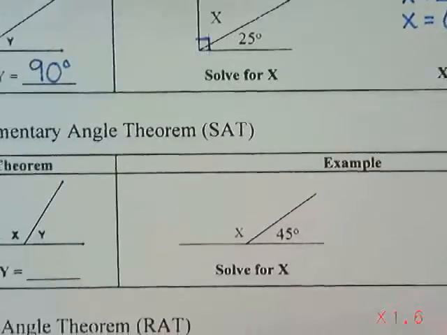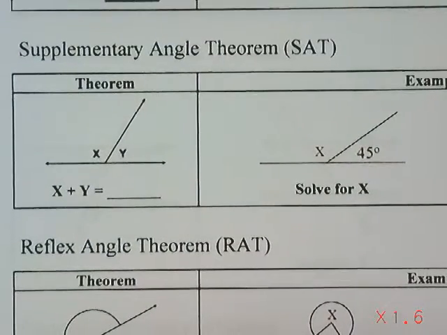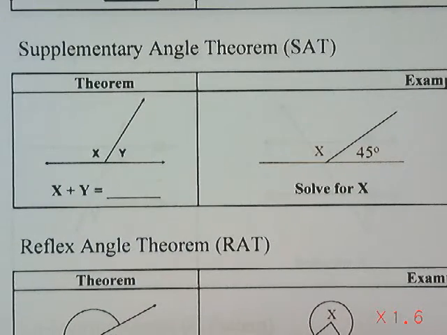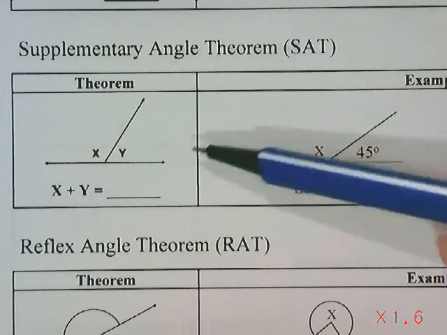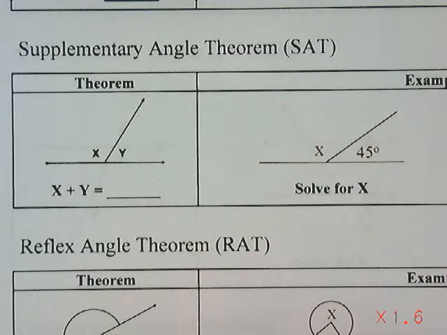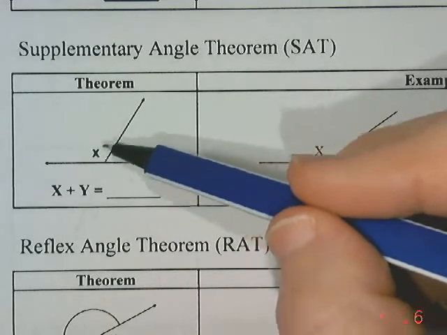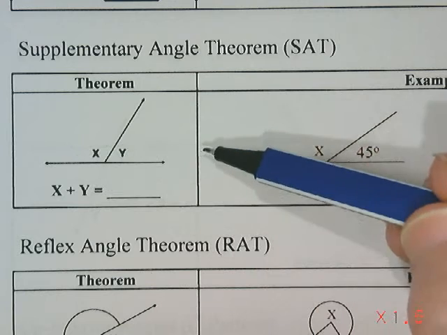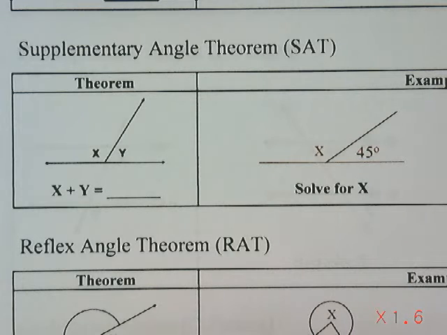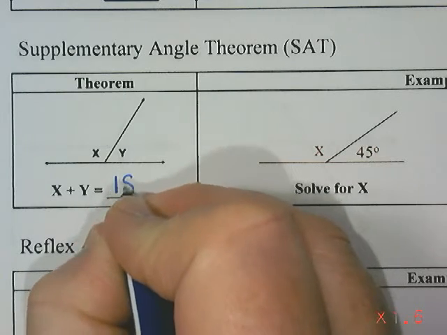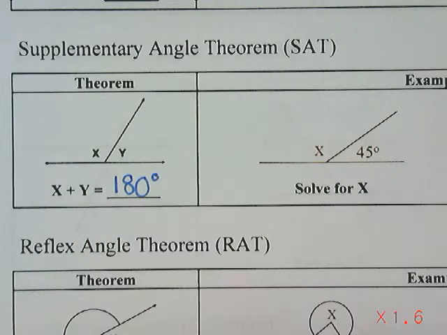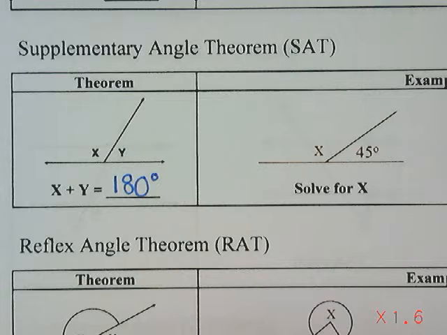All right, up next, we have the supplementary angle theorem. Supplementary angles are two angles that together make a perfectly straight line, or a straight angle. So I have angle x and angle y, and together they make a perfectly straight line. Straight lines or straight angles add to 180 degrees. That's what a straight angle is. So those two angles together should make 180 degrees.